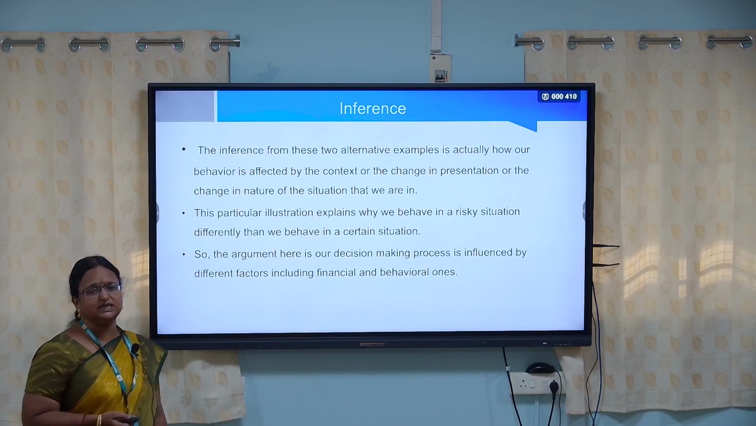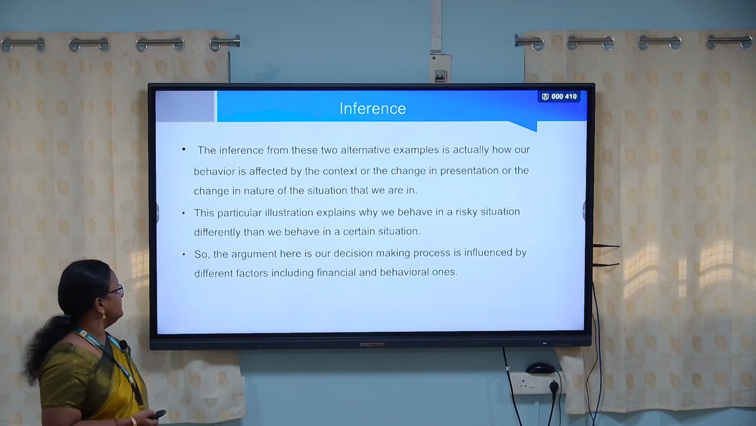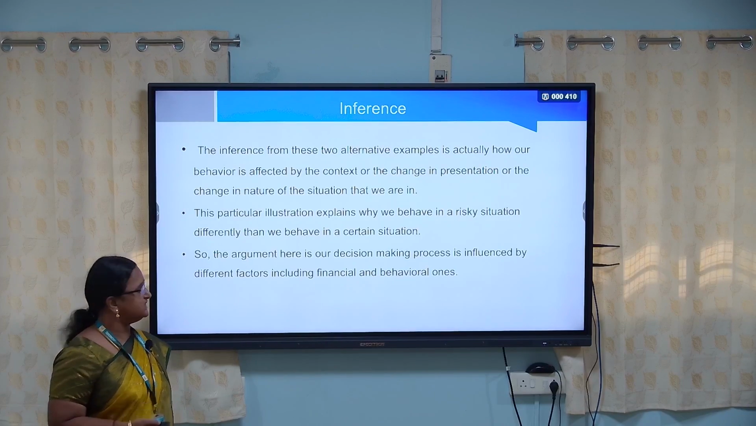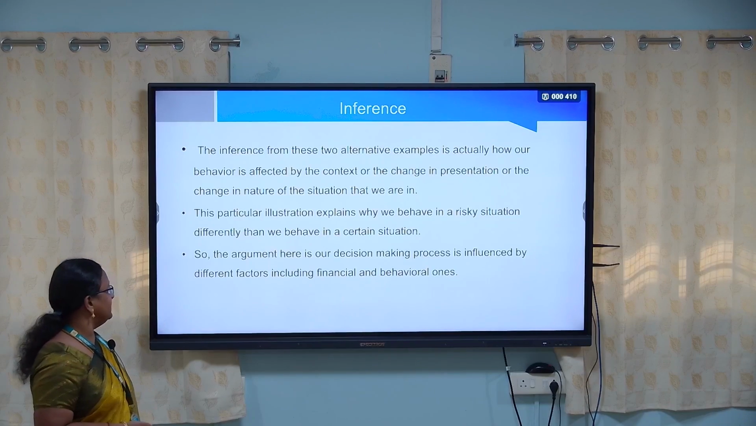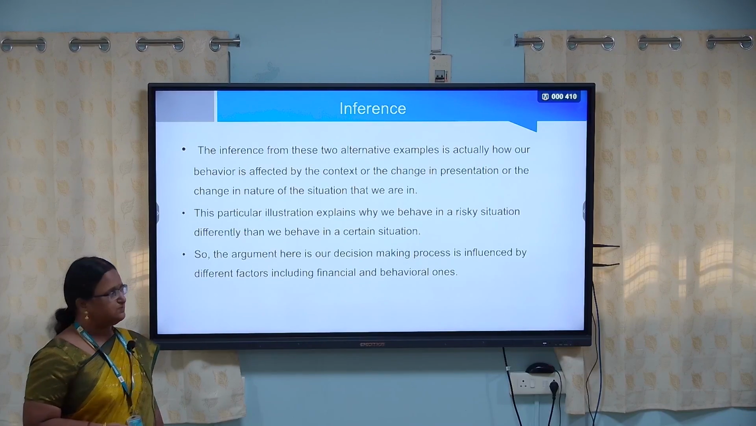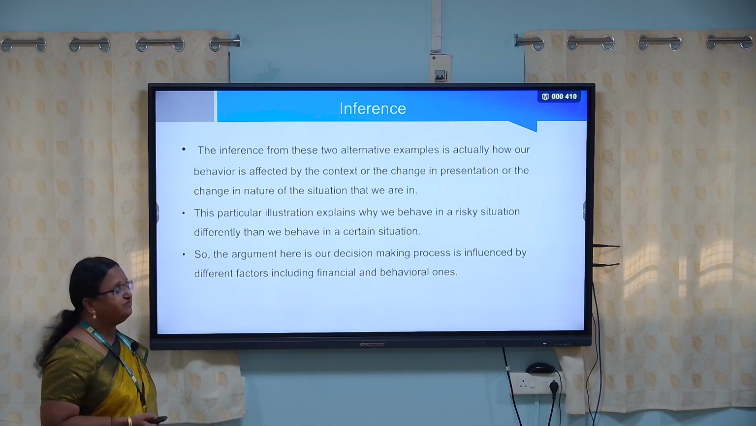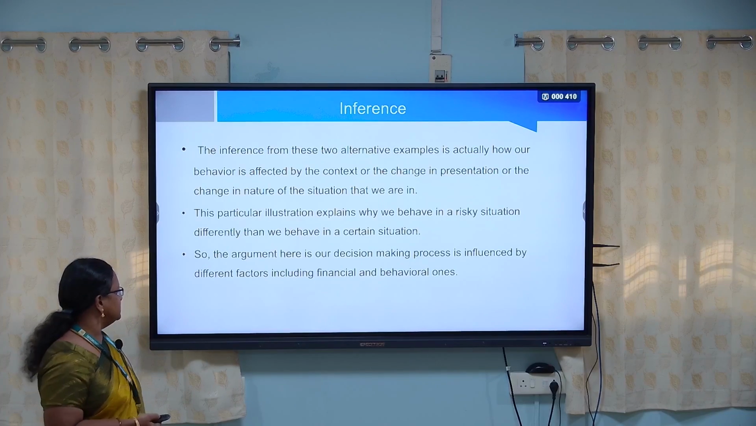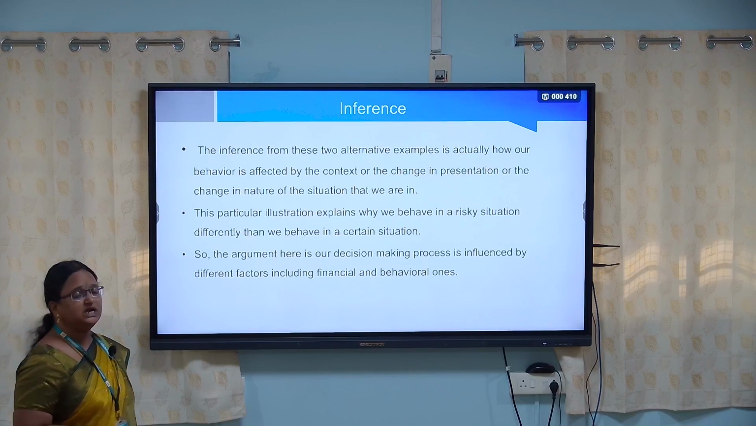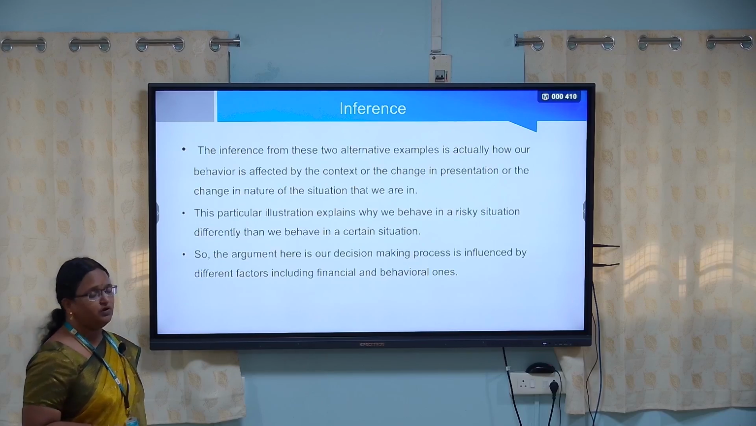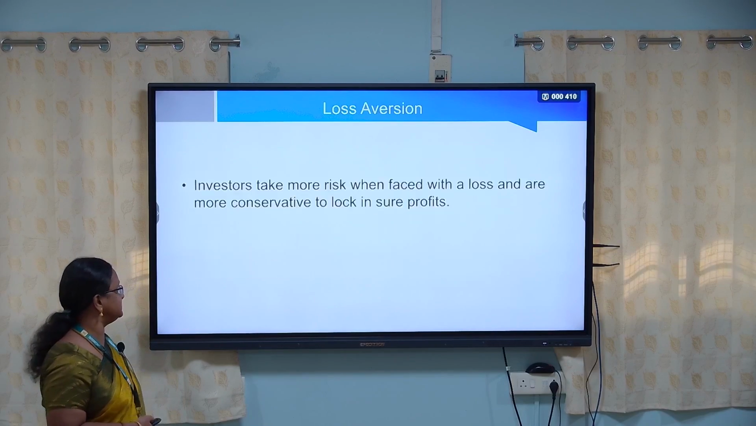The inference from these two examples is how our behavior is affected by the context, or the change in the presentation or the nature of the situation that we are in. This illustration explains why we behave differently in a risky situation than in a certain situation. From this, we can find that our decision making process is influenced by different factors, including financial and behavioral ones.